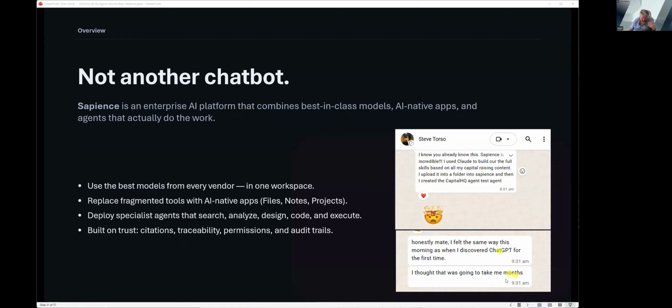So he did work. He created a whole bunch of fundraising material and artifacts that he thought was going to take months, and he did it in a morning using Sapience. So yeah, it's a brave new world we're entering into.